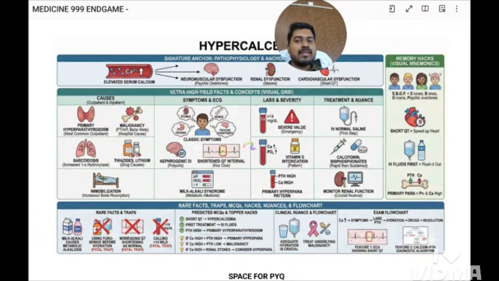Now, what are the symptoms? The symptoms are groans, stones, bones, and psychic overtones, which means there will be abdominal pain because of hypercalcemia, kidney stones, bony pains, and psychiatric overtones. So these cover the three main organs. Along with this, there will be nephrogenic diabetes insipidus. If you go 2 slides back to diabetes insipidus, we saw that one of the causes was hypercalcemia. So hypercalcemia causes nephrogenic diabetes insipidus, which in turn causes polyuria.